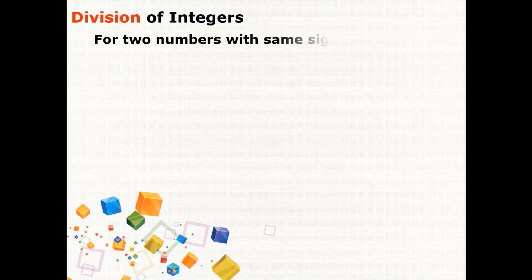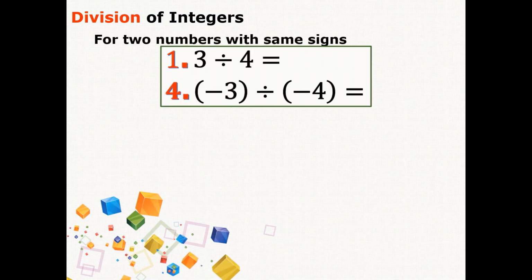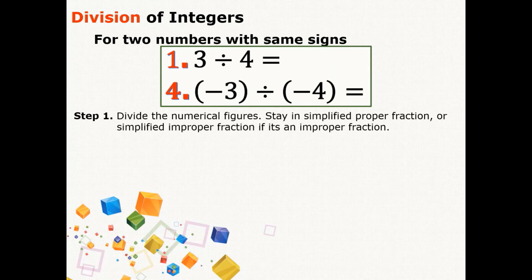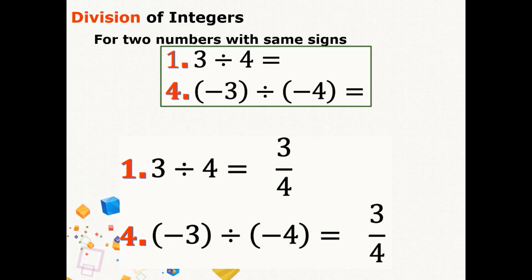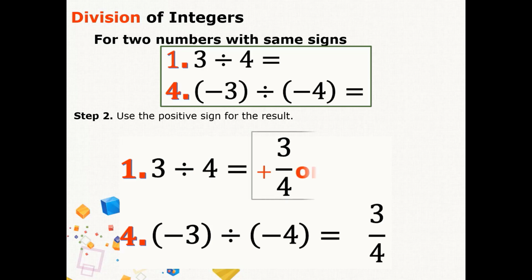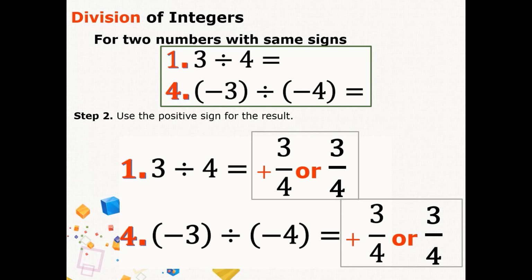To make it easier for us to show the quotient of integers, we will just use the fraction form. The fraction form as the result. And then, since we are dividing numbers with the same sign, it shall follow the rules of signs in multiplication. We'll use positive. Again, let's just use fraction form.